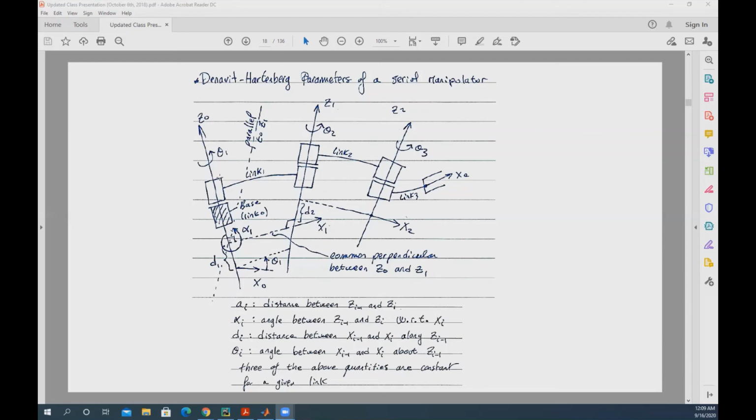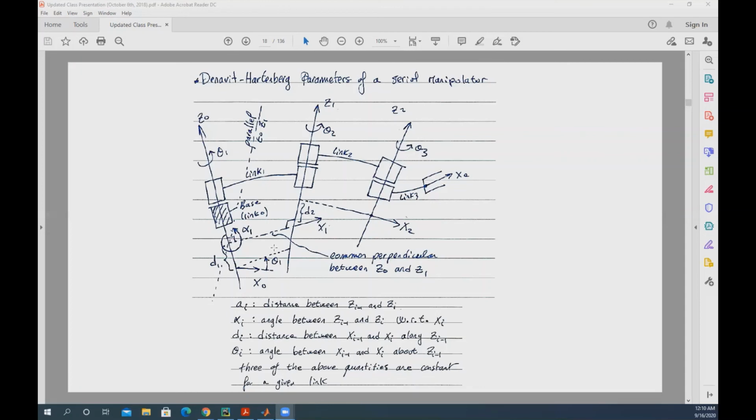Now, if you want to put the X-axis, X0 obviously would have to be perpendicular to Z0, and that's it. But the most important thing here is that X1 actually has to be perpendicular to both Z1 and Z0. Okay, X1, which you put on link 1, on frame 1, has to be perpendicular to both Z1 and Z0. And X2 has to be perpendicular to Z2 and then Z1. So this is very important.